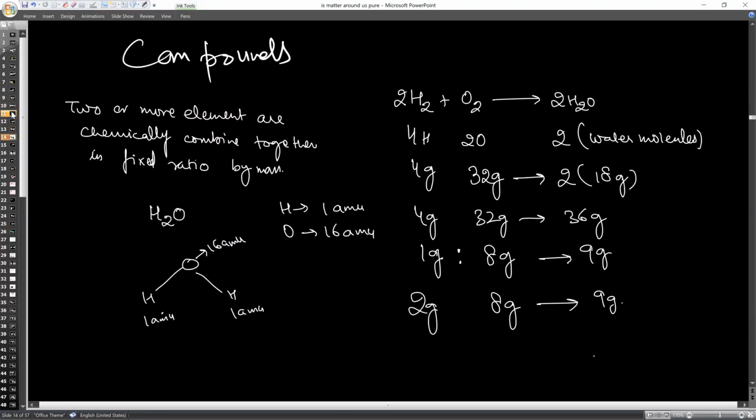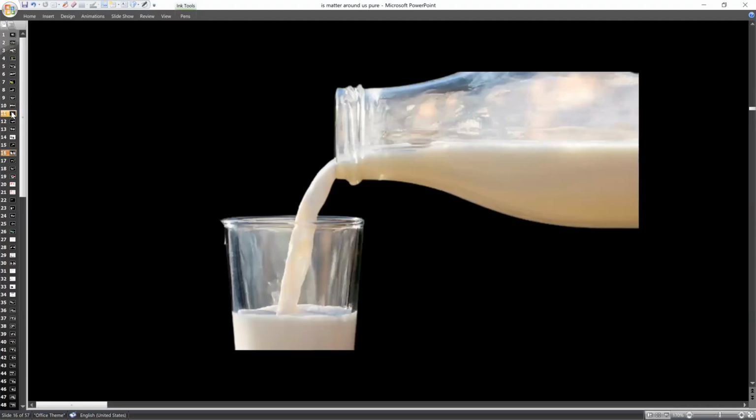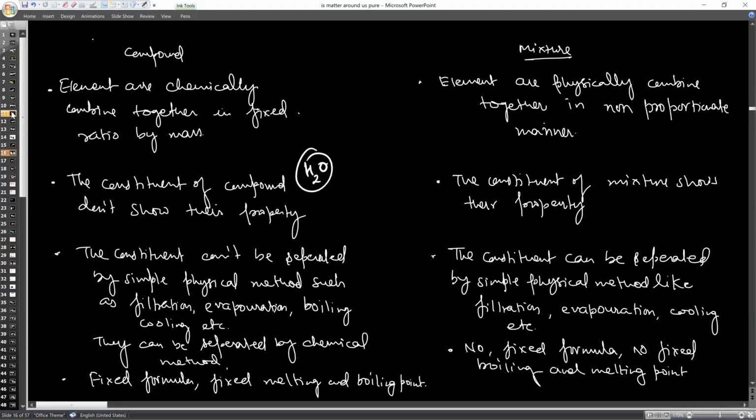Okay. Next, we're just going to deal with elements and compounds. So what actually are the elements, and what actually are the compounds? Let me explain. Compounds and mixtures. What are compounds and what are mixtures?